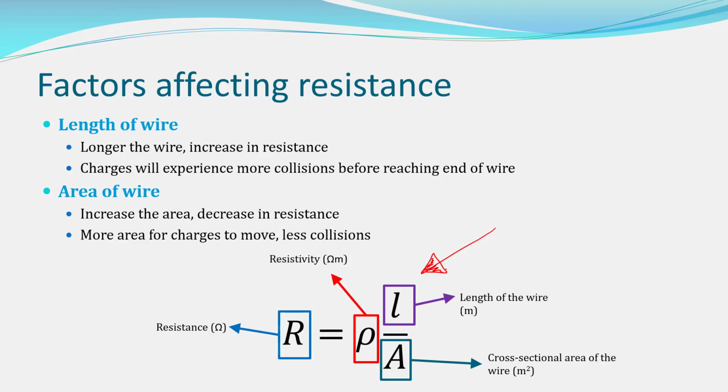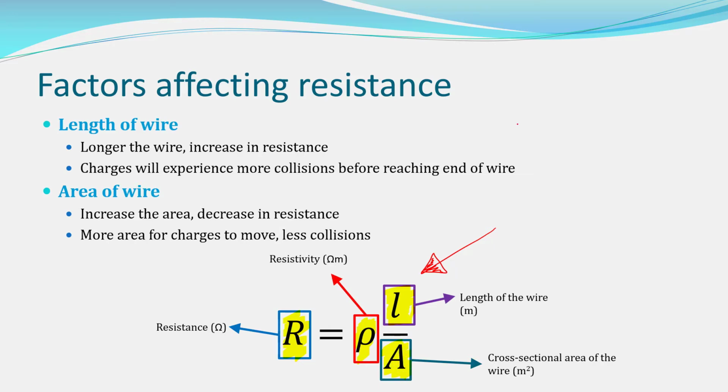So effectively what it tells us is that the resistance is equal to the resistivity, which is what you'd expect, multiplied by the length of that wire. So the longer the wire, the higher the resistance. And then divided by the cross-sectional area of that wire, which can be seen as the thickness of that wire.